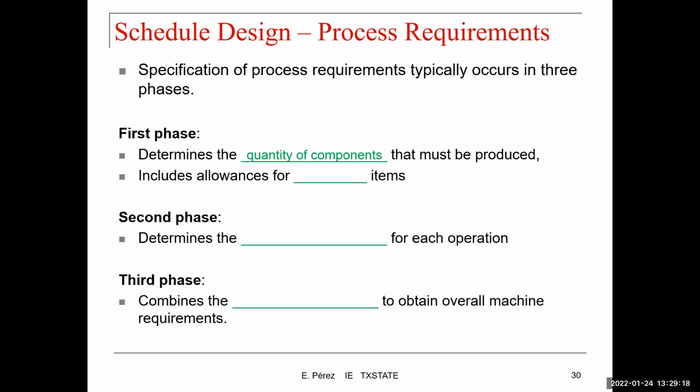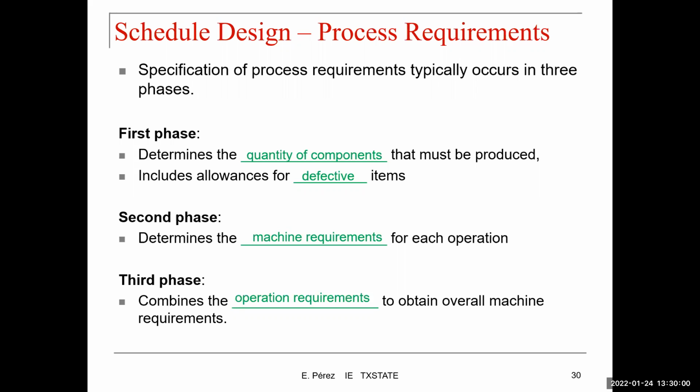Specification of process requirement typically occurs in 3 phases. The first phase is to determine the quantity of components that must be produced, and this includes allowances for defective items. The second step or phase is to determine the machine requirements for each operation. Number of machines, for example, if you're gonna have a station of drills, how many drills do you need in that station in order to get that final number of parts that you need to deliver to the customer? And then the third phase combines the operation requirements to obtain the overall machine requirements.